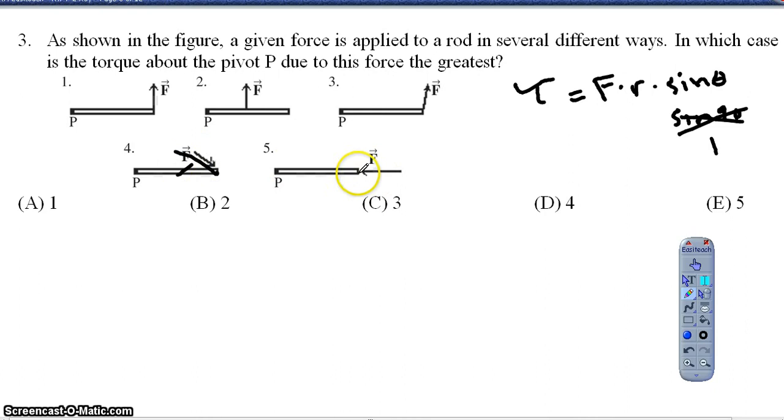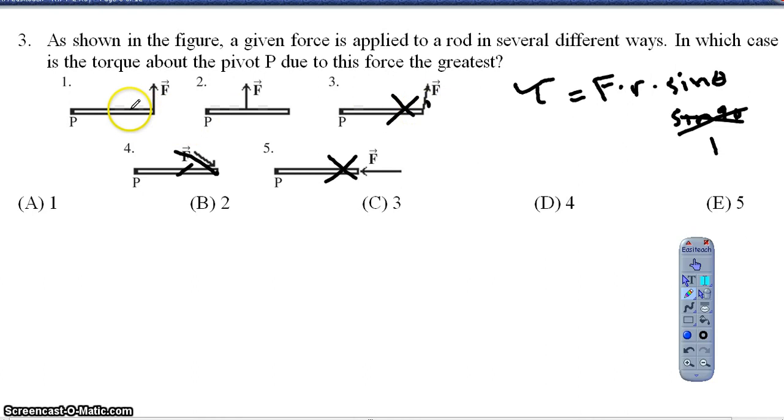5 would produce no torque, since I'm pushing straight into the hinge, right? I wouldn't cause any rotational motion. 3, if you look at that, even though it's a relatively small angle, it still does make an angle with respect to the perpendicular. So once again, compared with the original one, it's going to be less than the torque produced by the first one here.